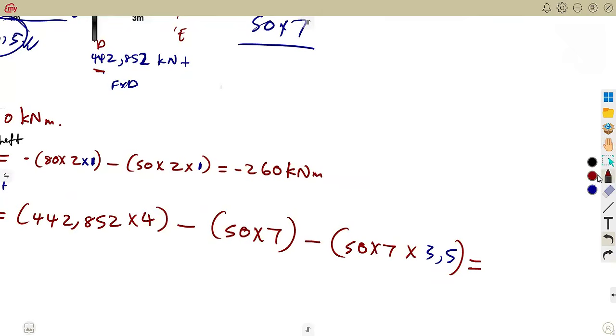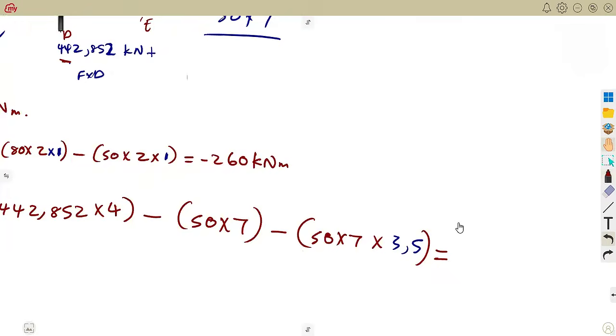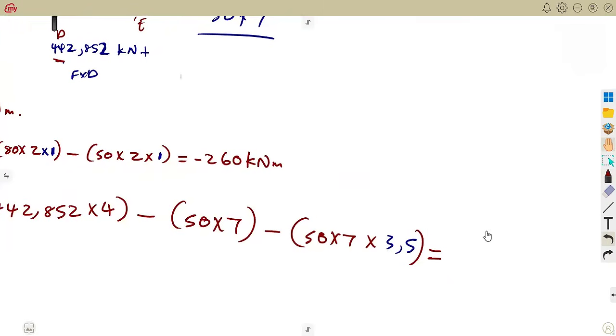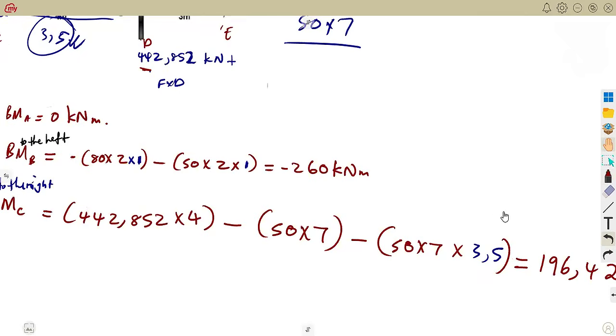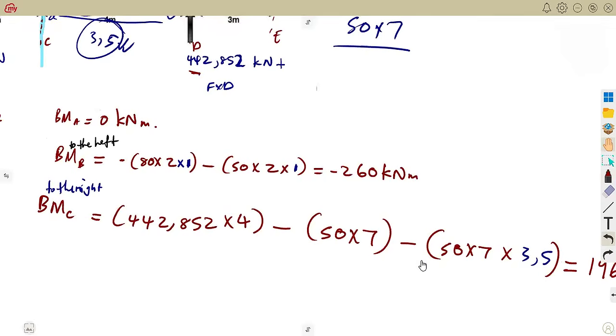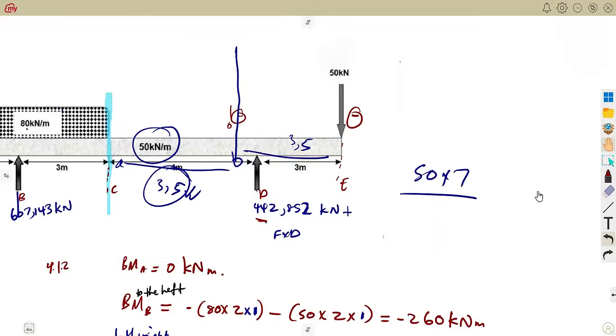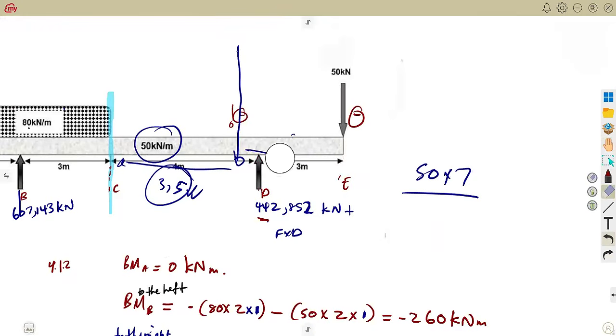Just like that. So that was going to give us that was going to be a positive, this one. So it's positive 196,428 kilonewton meter. So that is it. Just like that. All right, then we move on to the last part. Okay, not the last part actually, but to this one for D.